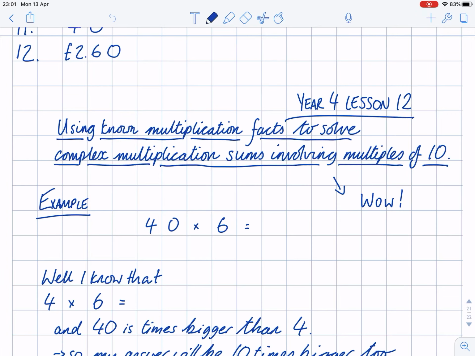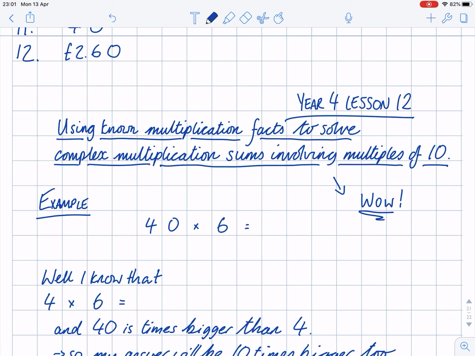Look how long this objective is: using known multiplication facts to solve complex multiplication sums involving multiples of 10. Wow. I just like writing the word multiplication clearly. It's not as complicated as it sounds, and when you see how we do it, I imagine you'll have done this before. It might be a little refresher for some of you.